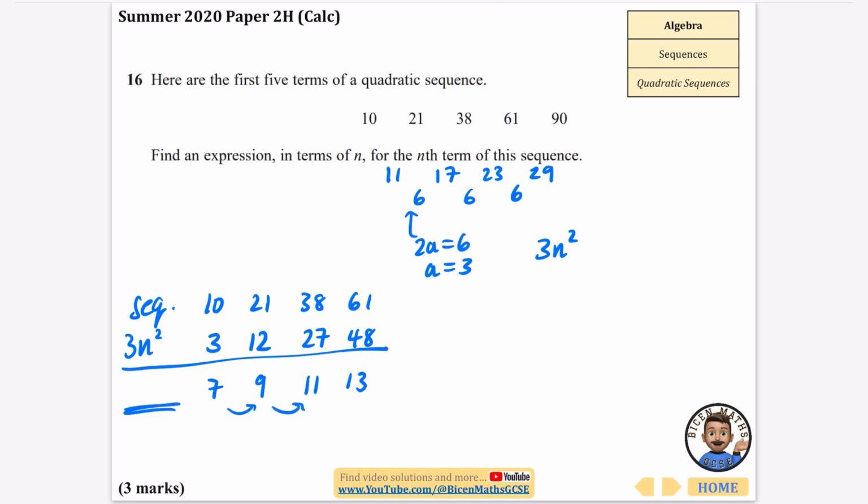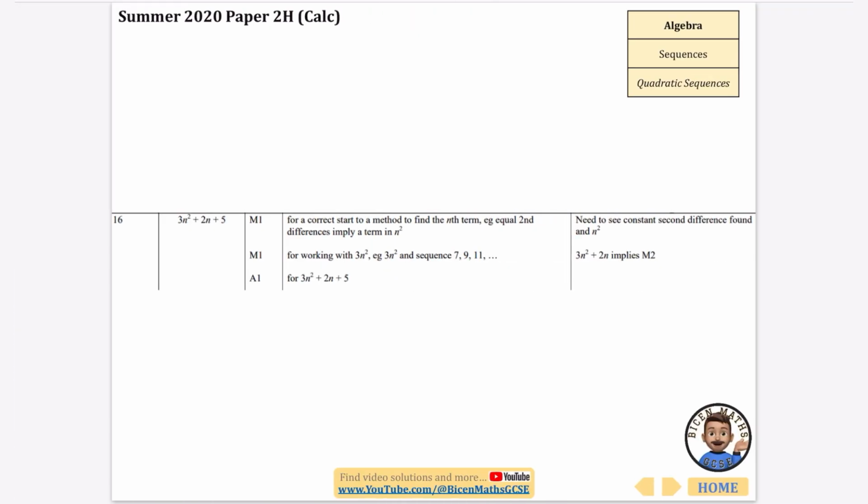Well, it's going up in 2's each time, so it's 2n, and the previous number would have been a 5. So we simply take these parts here and we write that all together for the nth term. So it's going to be 3n squared plus 2n plus 5. Now, like I said, you could use either of these methods, but this bit that we've got down here is going to be the one that we have, 3n squared plus 2n plus 5.